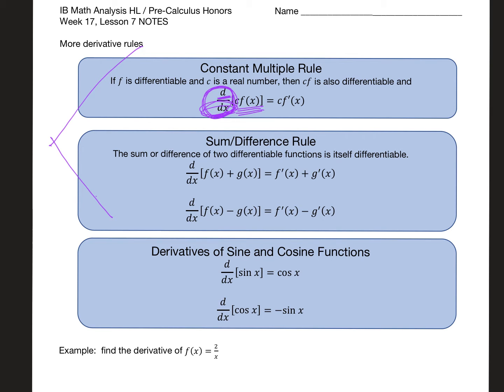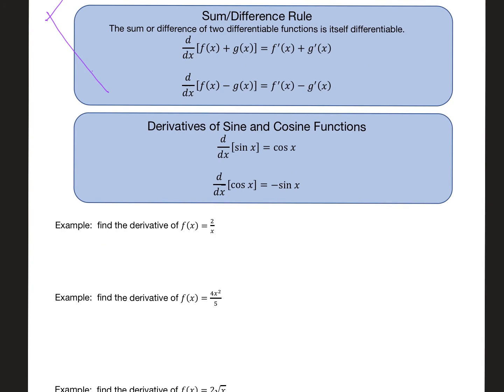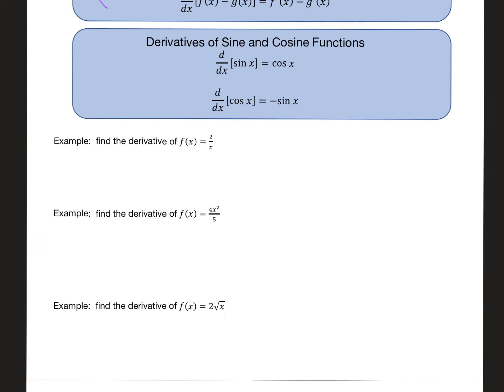All right, and then down below here, the derivative of sine is cosine, but the derivative of cosine is the negative sine. All right, so I have a bunch of examples to do here. Hopefully it will make some sense.